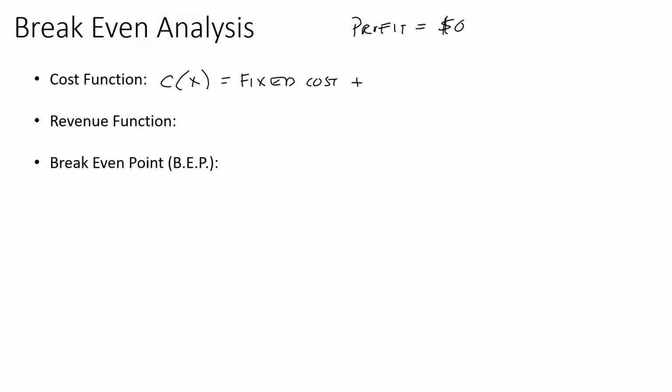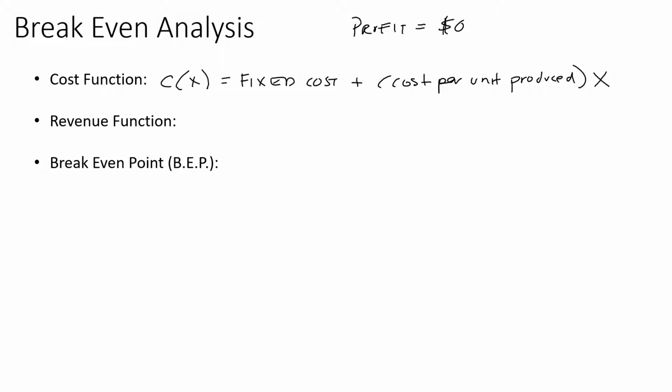So the cost per unit produced times x. So that's the variable cost. But in addition to that, we also have to pay for maybe lights to keep the place on. Maybe we have to have payroll and health insurance, things like that. Those are fixed costs. So the cost function will always be fixed cost plus variable cost.